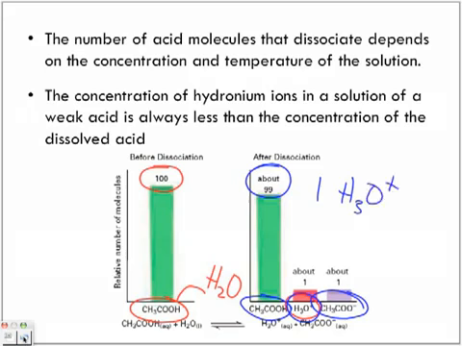Remember that concentration, as we're going to see, is what's going to determine pretty much the type of acid, what kind of pH level this acid is going to give. And we're going to get to concentration and pH levels towards the end of this chapter.